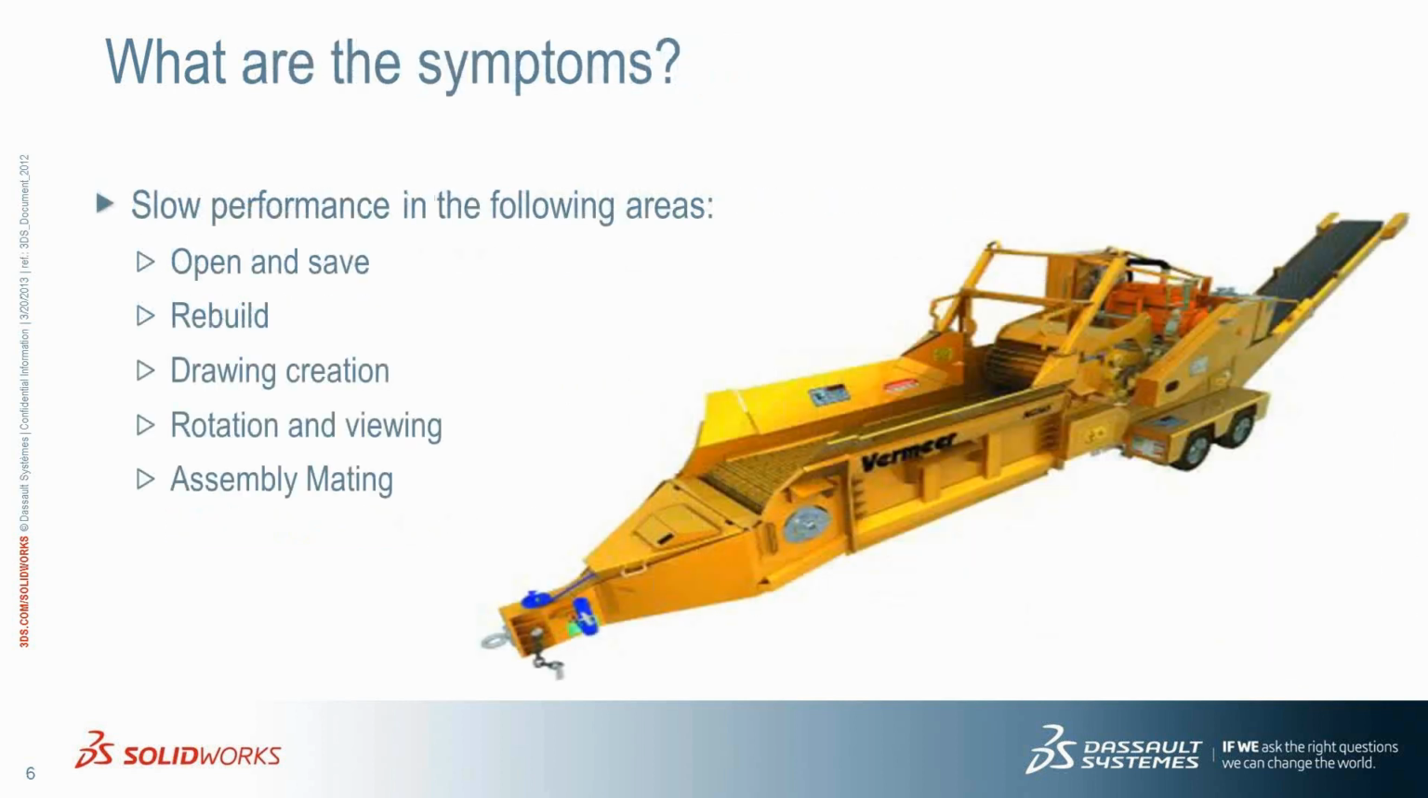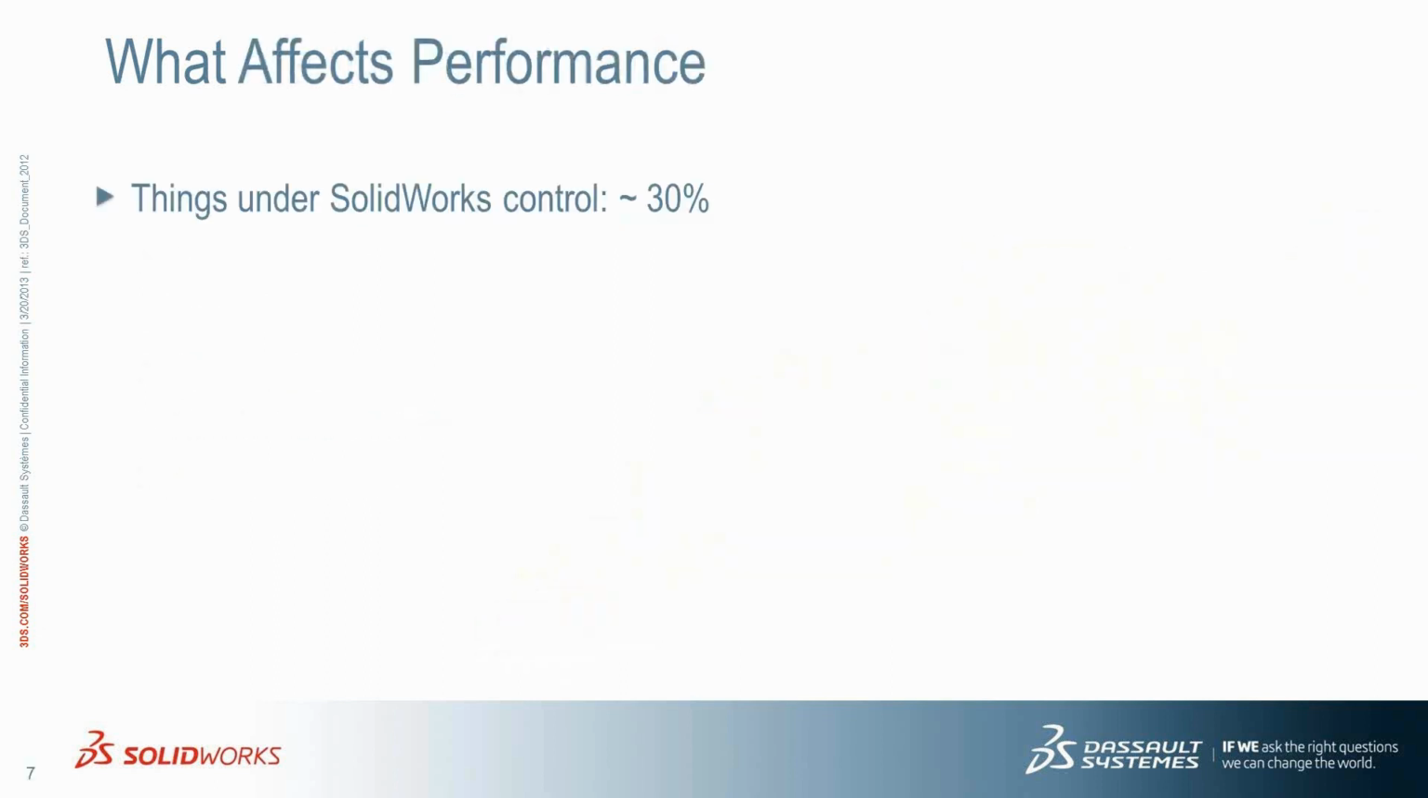So symptoms of a large assembly, you're typically going to have slow open and save times. Your rebuild times are slow. Maybe you're waiting for drawing view creation, or something as simple as just panning, zooming, and rotating is slow to you. Assembly mating can also be slow. Anytime you're waiting for that system to solve, slow performance, that's the symptom that you're going to see, which we would say is a large assembly.